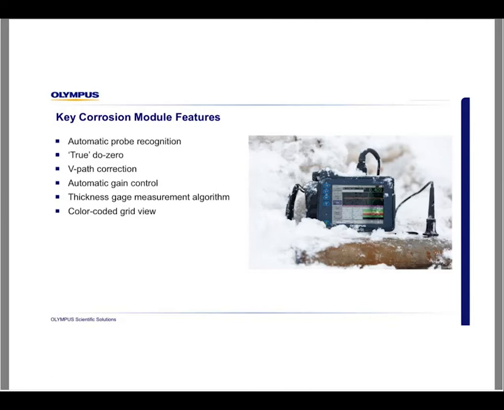We've included V-path correction. The V sound path that I mentioned before is slightly longer than if you had a straight distance sound path from the face of the transducer to your back wall. So the V-path correction just uses a bit of geometry to offset that change in sound path so that your thickness measurements are more precise and accurate at different depths.